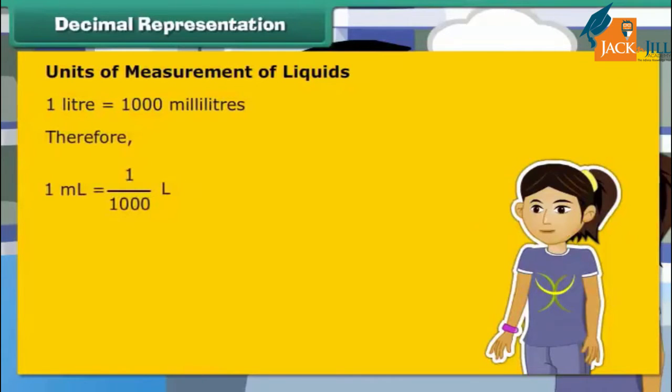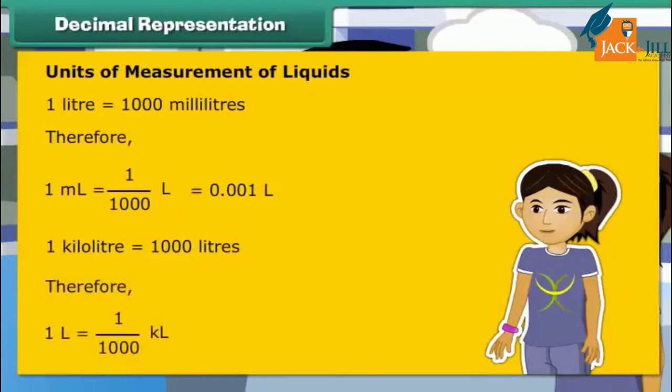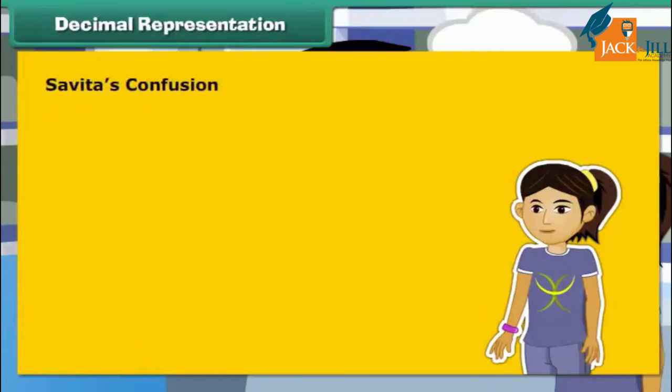Therefore, 1 ml is equal to 1/1000 liter. That is equal to 0.001 liter. 1 kiloliter is equal to 1000 liters. Therefore, 1 liter is equal to 1/1000 kiloliter. That is equal to 0.001 kiloliter. Now, we revisit Savita's confusion.